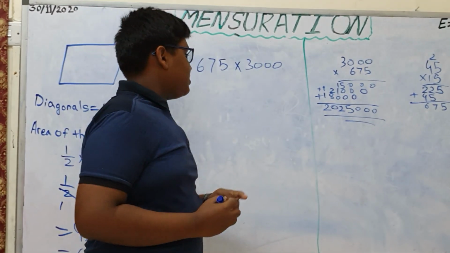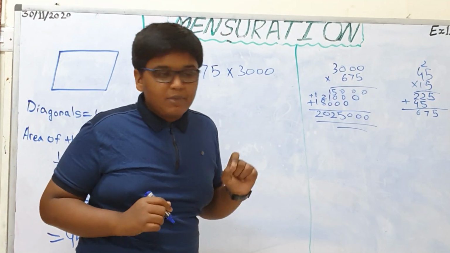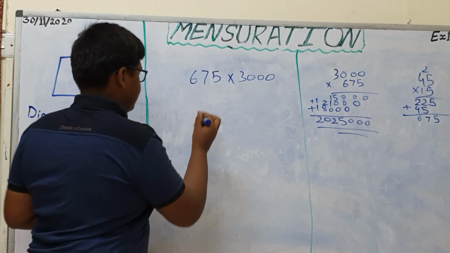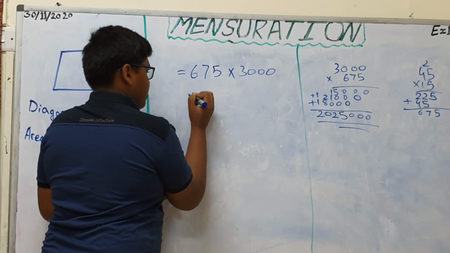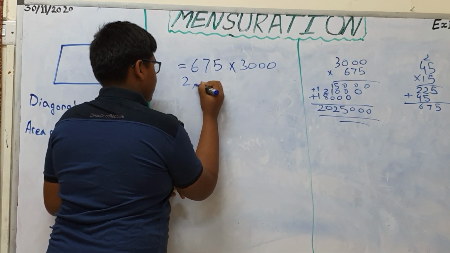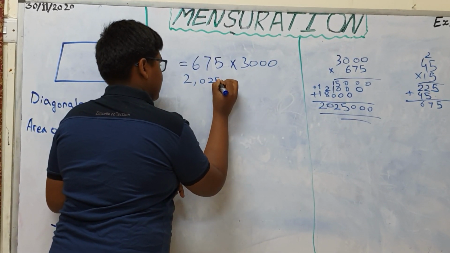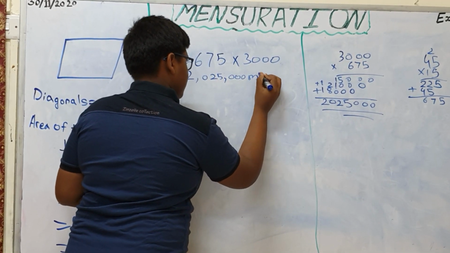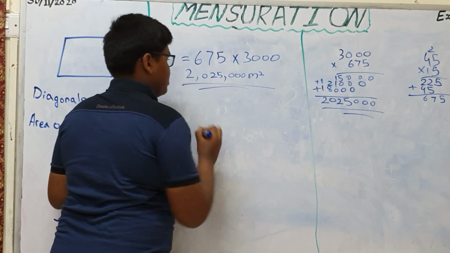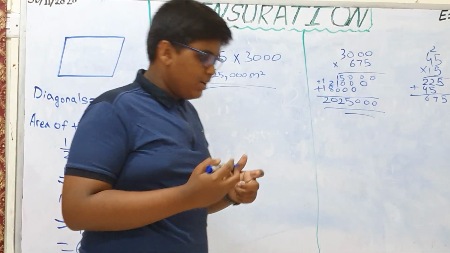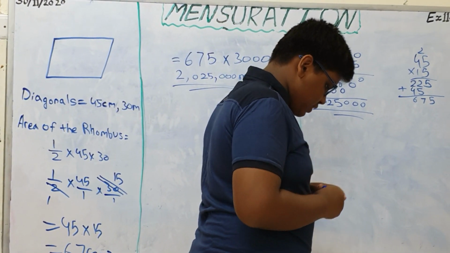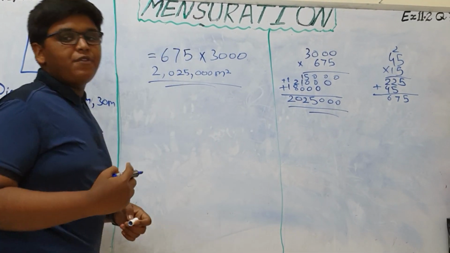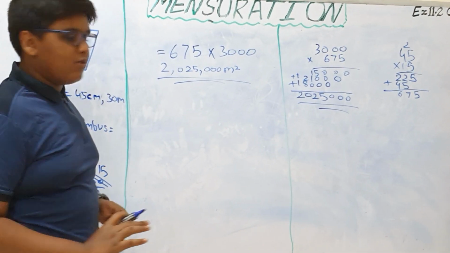Now how can we say this is 2,025,000? I will write it here in the standard form. 2,025,000 meters square. Now this is the whole area. Now what we have to do is find the cost of polishing the whole area.